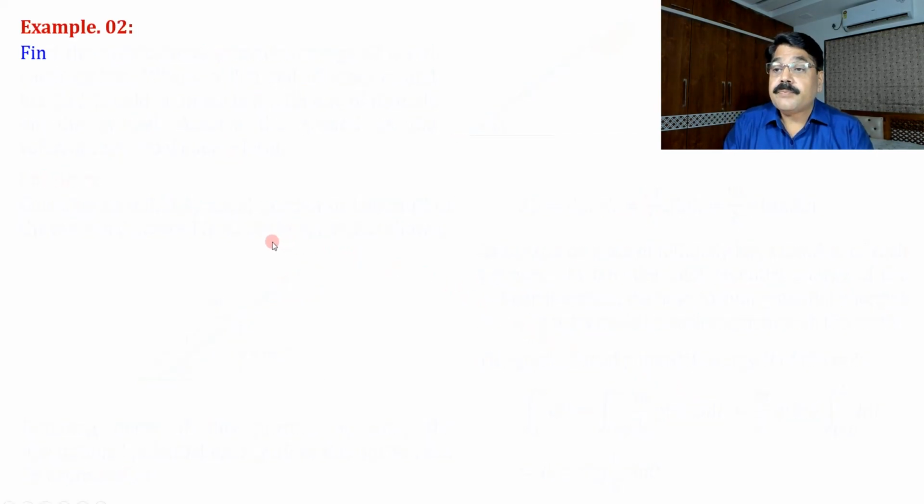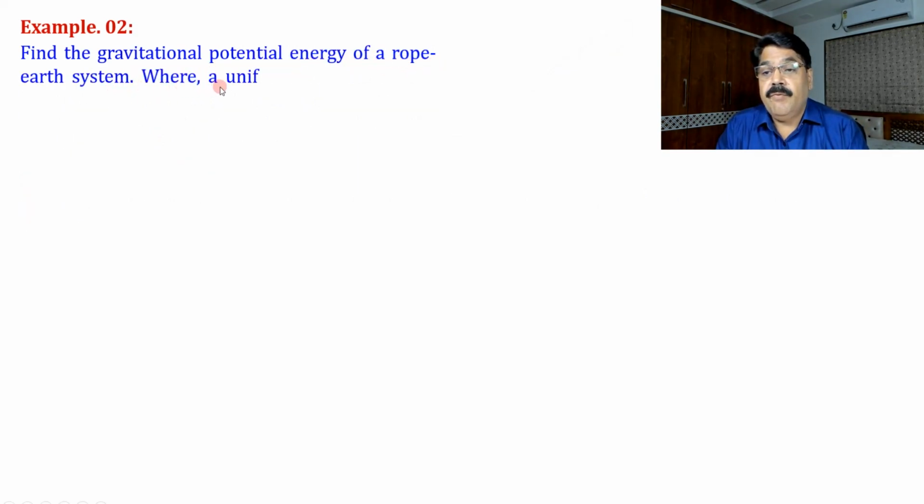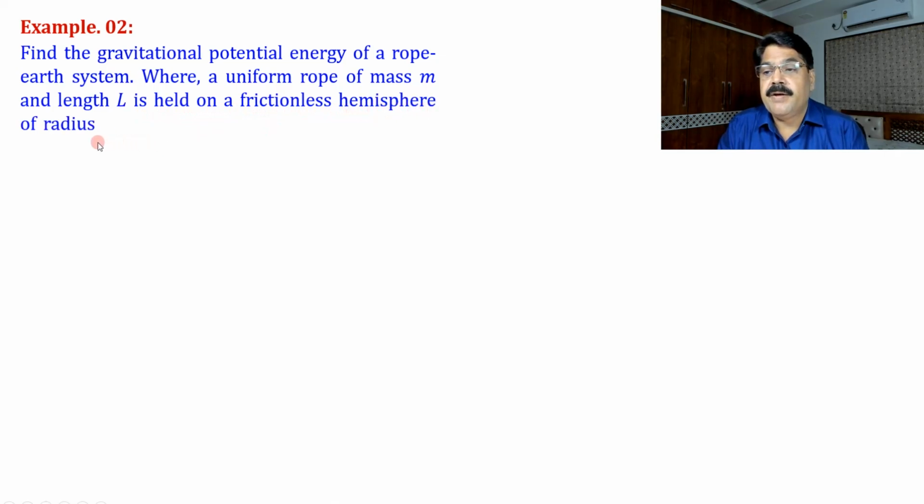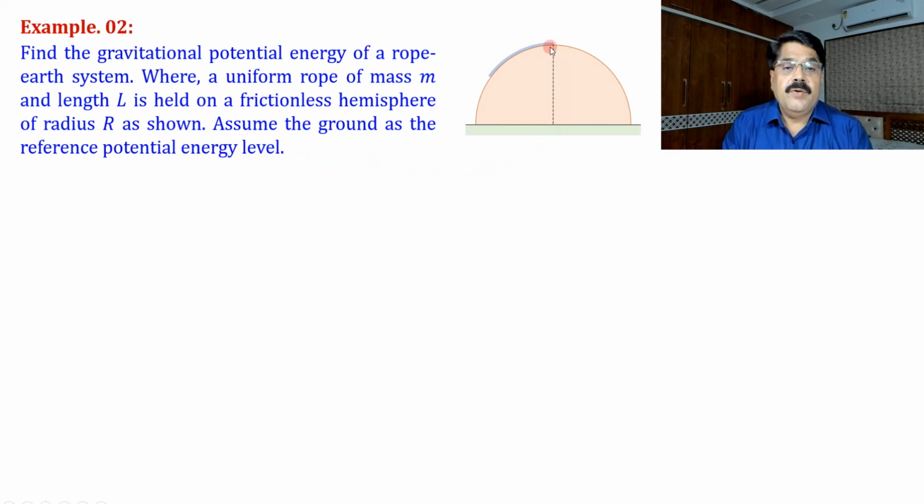Example 2. Find the gravitational potential energy of a rope system where a uniform rope of mass m and length L is held on a frictionless hemispherical dome of radius capital R as shown. Assume the ground as the reference potential energy level again. So on this frictionless hemispherical dome, this rope is held. One end of the rope is at the top point of the dome.